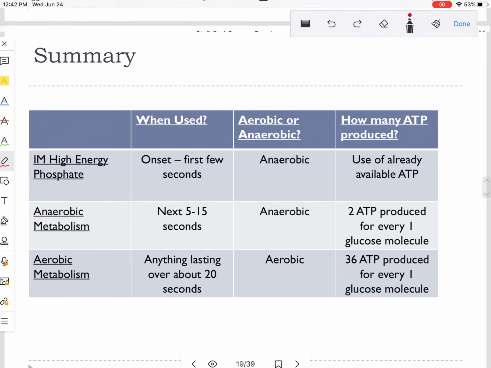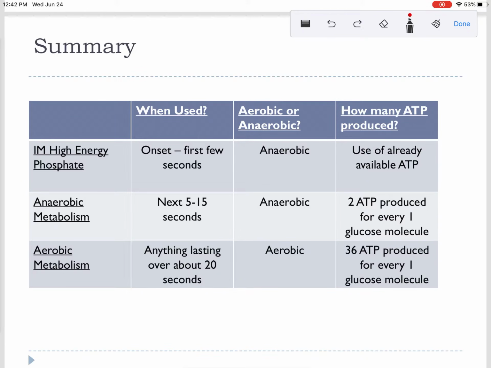All right, so make sure you review the basics of what we just talked about. These are our 3 energy pathways for our muscle cells. We had the intramuscular high energy phosphate. That's what we're going to go to first. It is anaerobic and only gives us ATP for a few seconds of activity. But if we exercise for longer, we're going to continue on to another set of chemical reactions called anaerobic metabolism. It's also anaerobic. And this will give us activity for another 5 to 20 seconds.